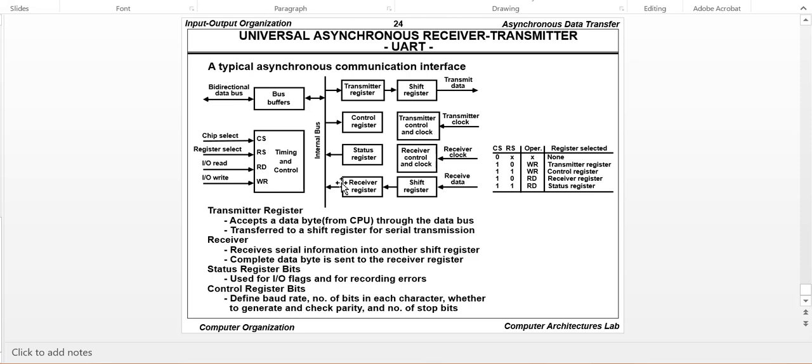Whenever there is a read instruction, the data has to come from, let's say, an input device, such as a keyboard. Data from the keyboard will come directly into the receive data lines, and through these lines it will enter the shift register. Again, this shift register will be a left shift register.